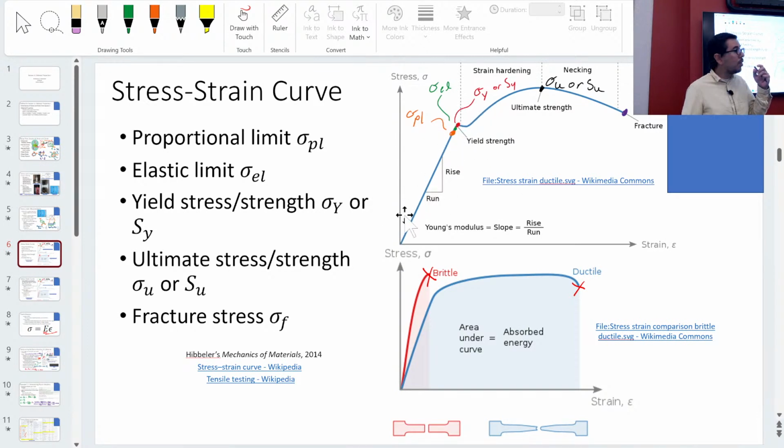the slope is very high here, but it actually kind of flattens out. And so the slope becomes less. That means you can get more strain for a given amount of applied force or stress. So strain is on this axis and stress is on this axis.